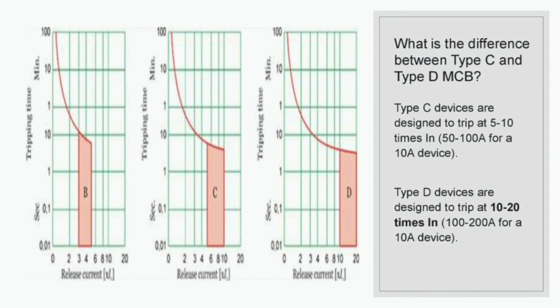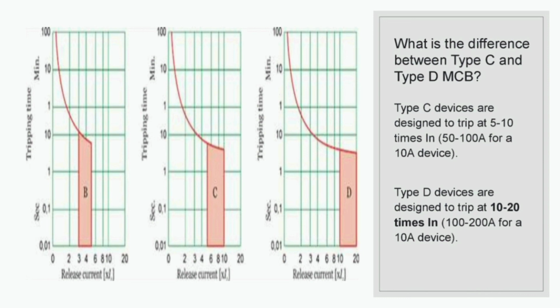Coming to the difference between these three types, B, C and D. Type C devices are designed to trip at 5 to 10 times, that is 50 to 100 amps for a 10 amp device. Type D devices are designed to trip at 10 to 20 times, that is 100 to 200 amps for a 10 ampere device. That means for the same 10 ampere rating, the C type will trip at 50 to 100 amps, and the D type will trip at 100 to 200 amps. That means it will give some time.